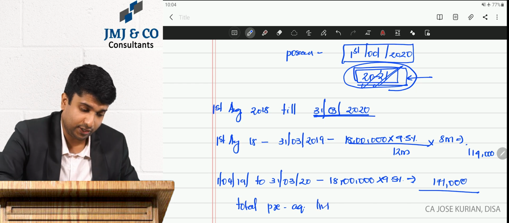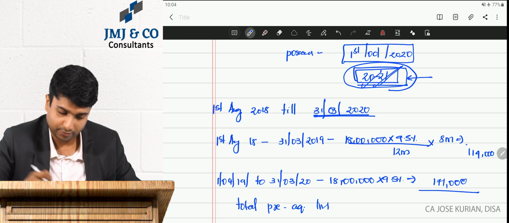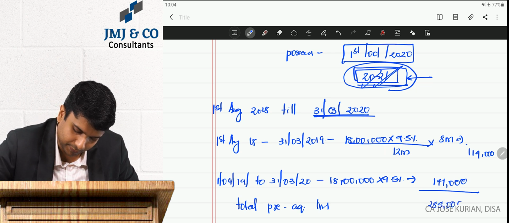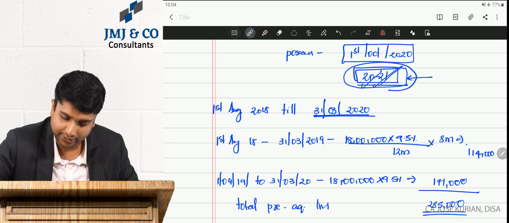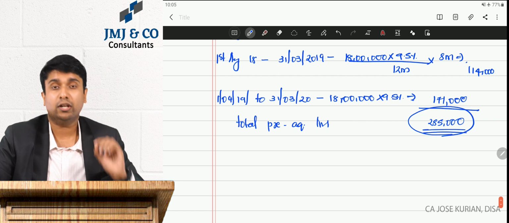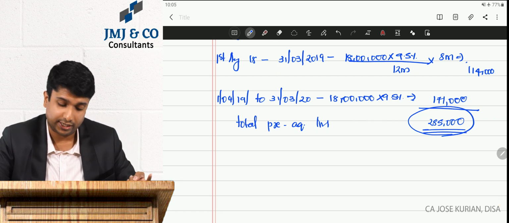Pre-acquisition interest shall be 1,71,000 plus 1,71,000 plus 1,14,000, right? And it would be 2,85,000. 2,85,000 will be the total pre-acquisition interest. Now how will you claim deduction for this pre-acquisition interest?